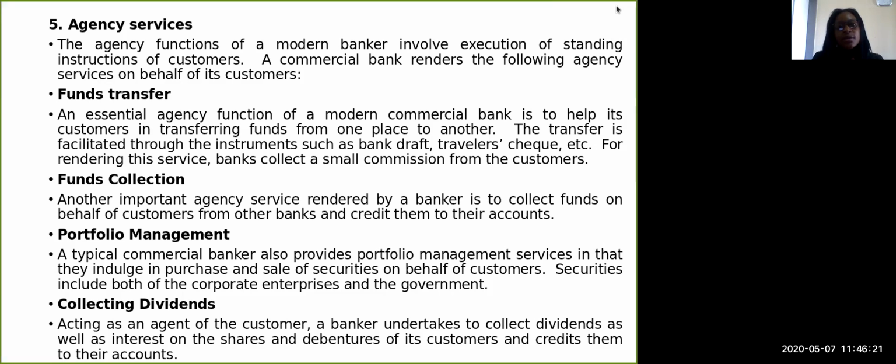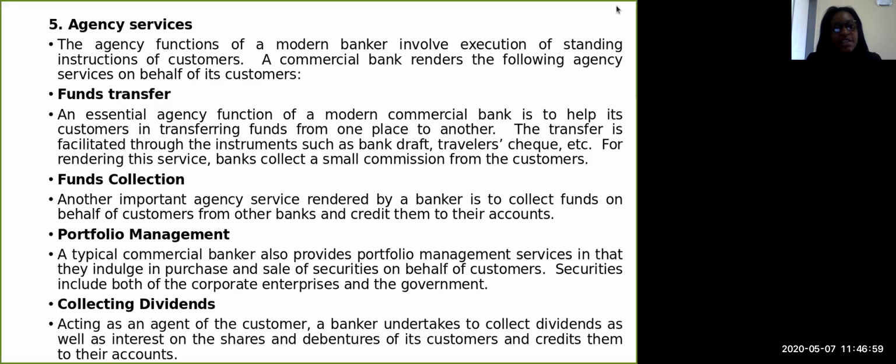Funds transfer is an essential agency function that commercial banks perform for their customers, as it helps customers in transferring funds from one place to another, let's say from one account to another, on behalf of its customers. The transfer is facilitated through instruments such as bank drafts, traveler's checks, and the like. For rendering this service, banks collect a small commission from the customers.